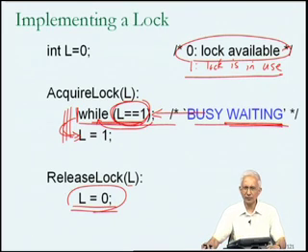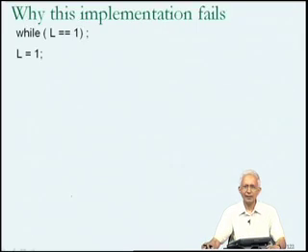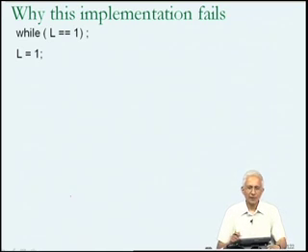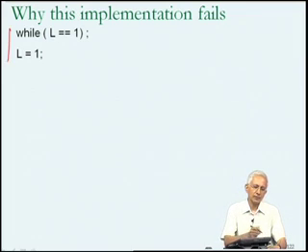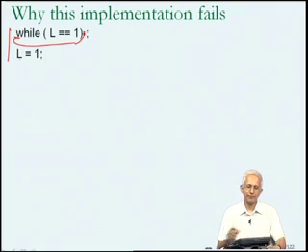Now I had suggested that this does not work, and let me try to explain why this implementation fails. In understanding why it fails, we will get a better understanding of the nature of the critical section problem itself. The implementation that we had for acquire lock looked like this. While L was equal to 1, we wanted to busy wait, so do nothing, and this is the busy wait loop. As soon as L becomes equal to 0, set L equal to 1.